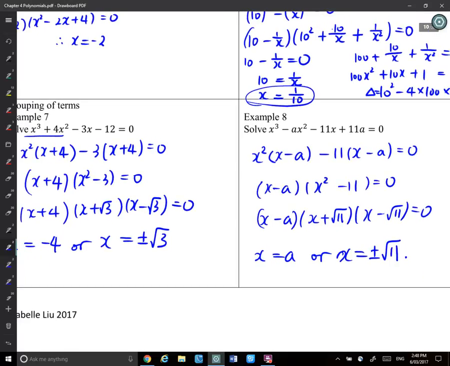So that's for grouping. For the grouping method, you should be able to see it first. You should realize, okay, those two look similar, and those two can give me a similar factor as well. So you need to try them. There's no indication telling you that there must be a grouping question. No one will tell you there must be a grouping question, so you need to think about that.